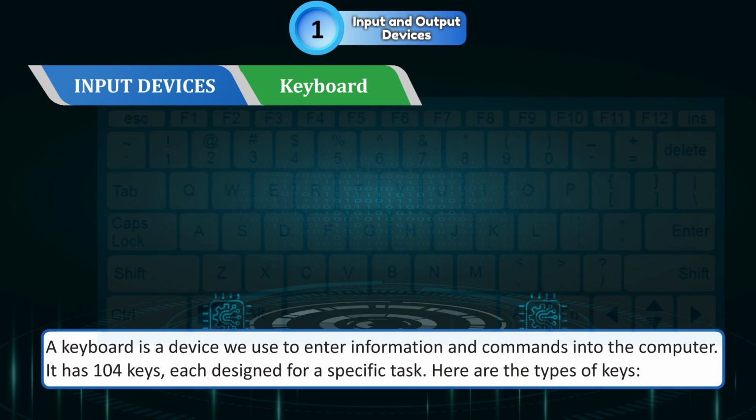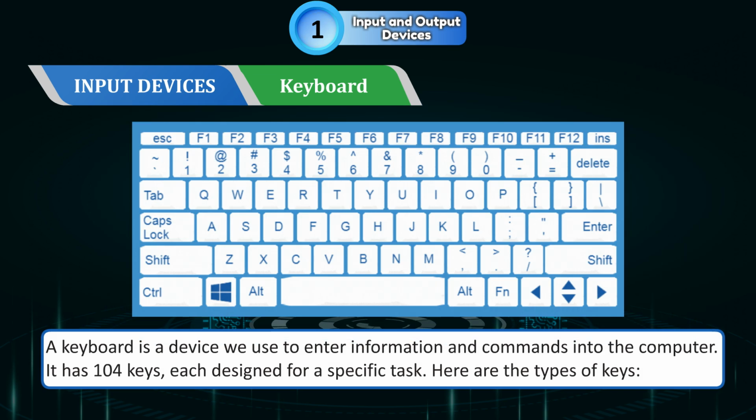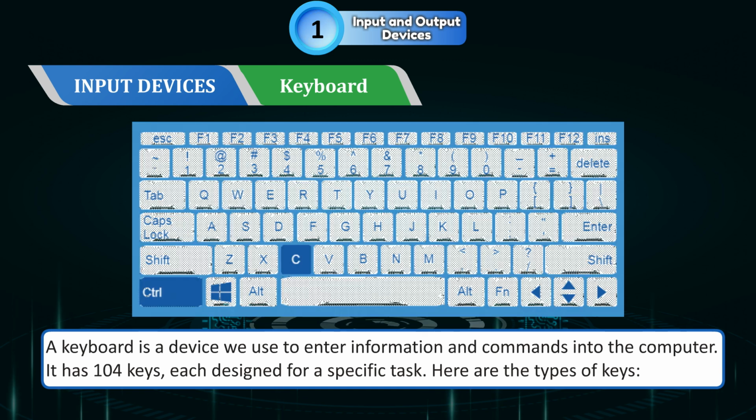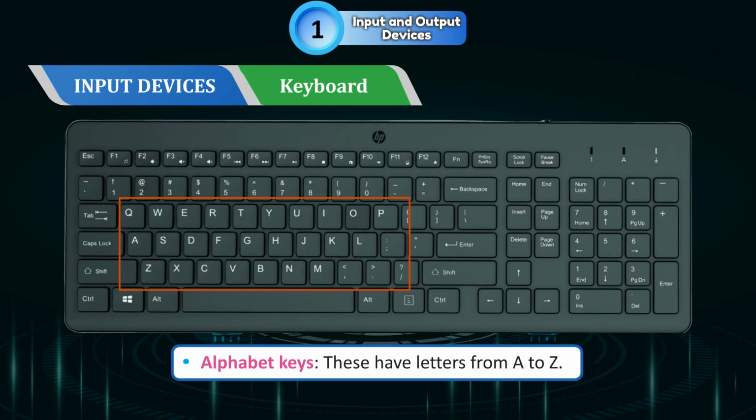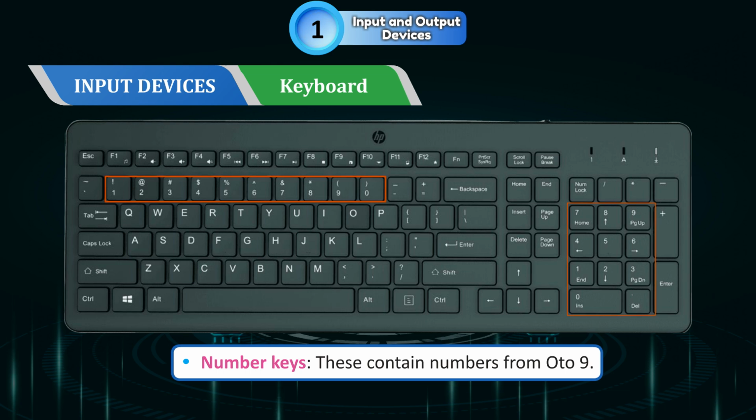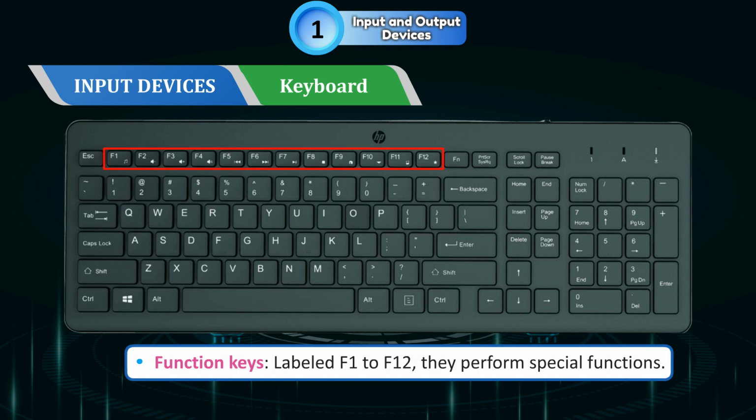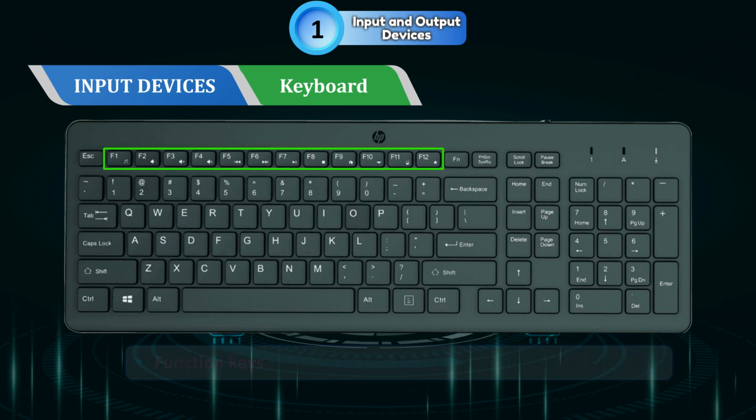Keyboard. A keyboard is a device we use to enter information and commands into the computer. It has 104 keys, each designed for a specific task. Here are the types of keys. Alphabet keys. These have letters from A to Z. Number keys. These contain numbers from 0 to 9. Function keys. Labeled F1 to F12, they perform special functions.